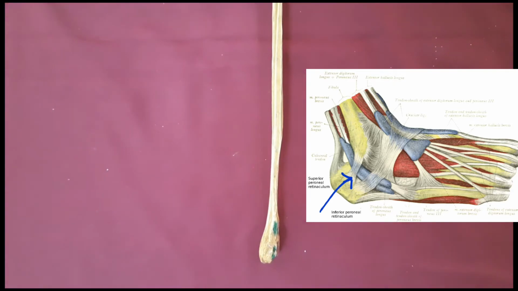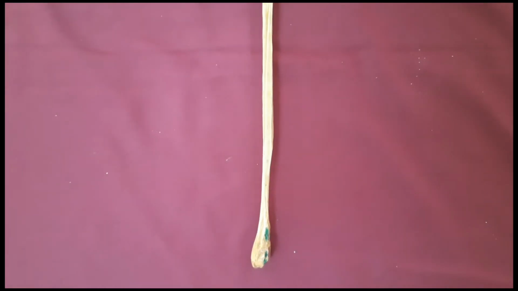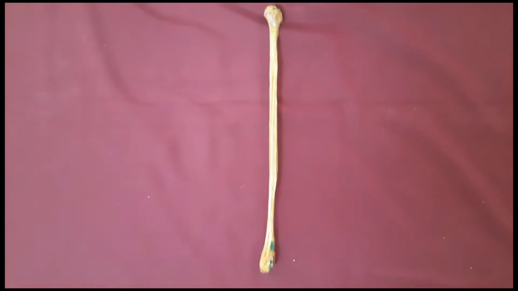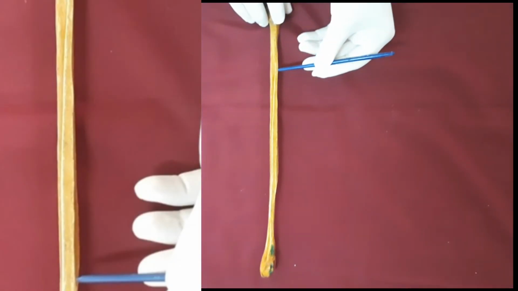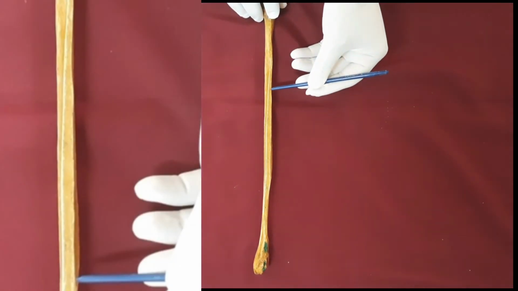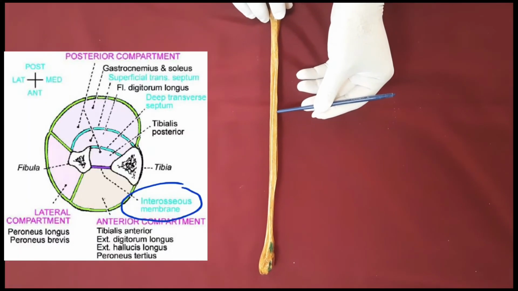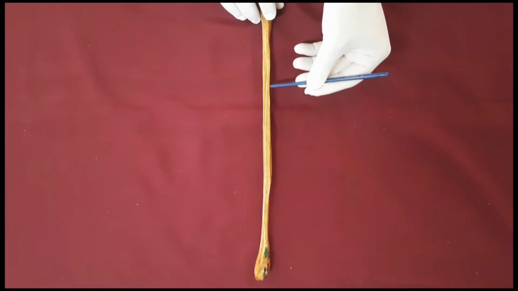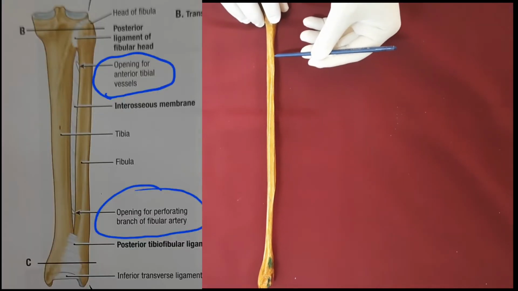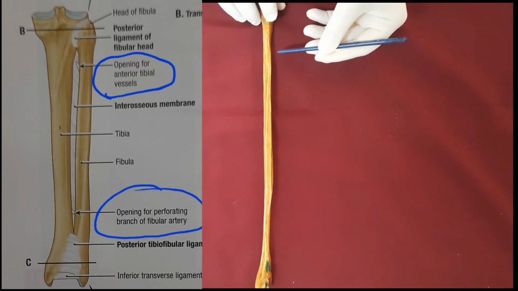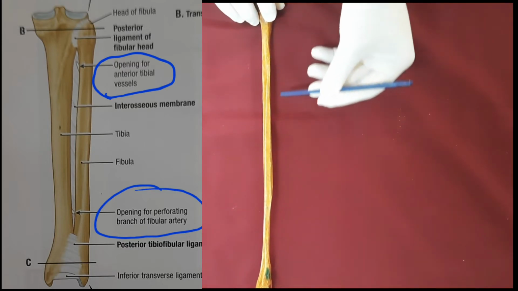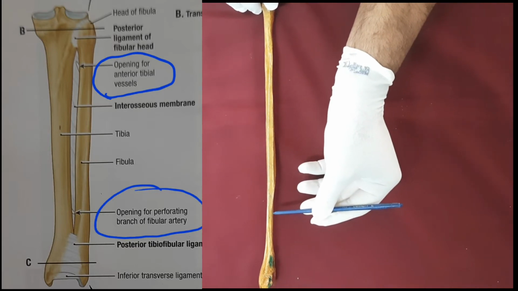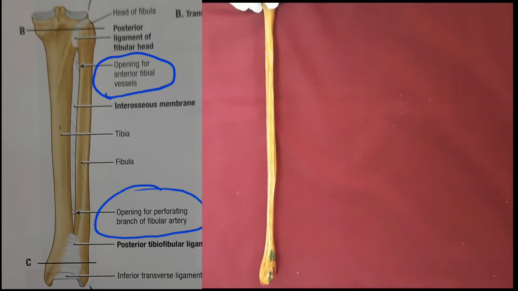Now coming to the medial border. The medial border is also called the interosseous border. This one is the medial border. It will be very near to the anterior border. Now this border will give attachment to the interosseous membrane. In the upper part there will be a gap for the anterior tibial vessel, while in the lower part there will be a gap for the perforating branch of the peroneal artery.